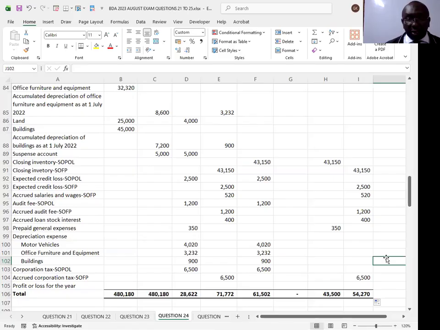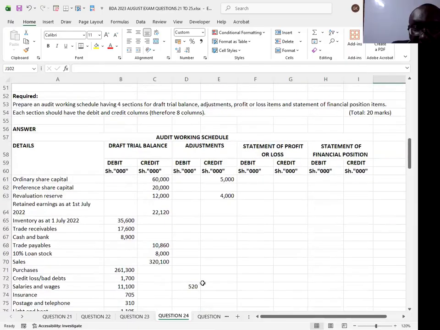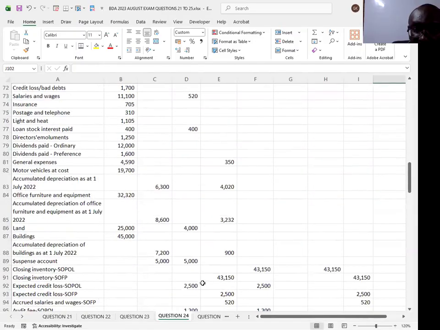Na hii imekuwa kubwa sana. This one for the adjusted balances, ilifaa kubalance. Ifaa kubalance, kwani there is something we did not include. The adjustments. Oh, ni hii. Naona hii.